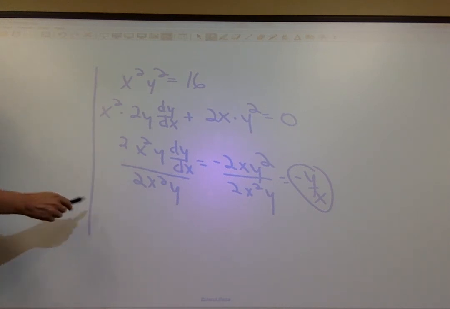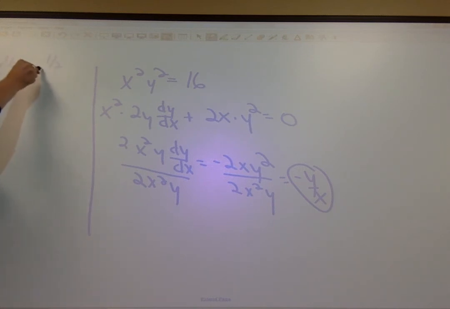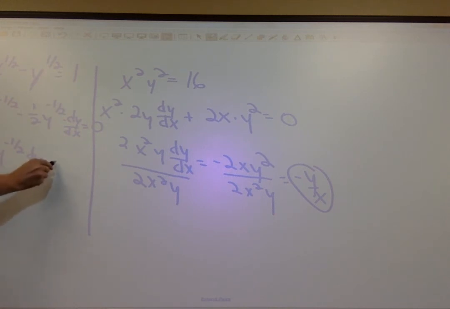And some of you freaked out even further on part B when I gave you square root of x, which is this, minus square root of y, which is this, equals 1. Same type thing. 1/2 x to the negative half minus 1/2 y to the negative half dy dx equals 0. If I move this x term to the other side, I get negative 1/2 y to the negative half dy dx equals negative 1/2 x to the negative half.